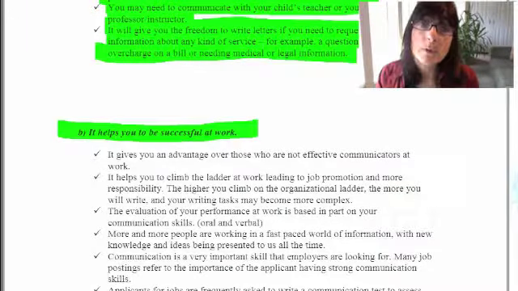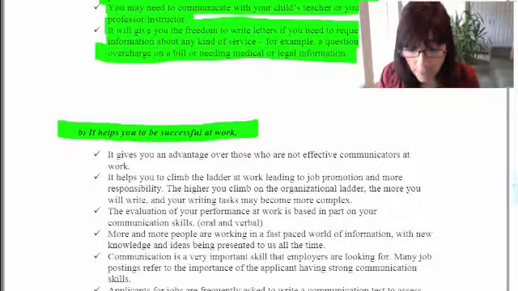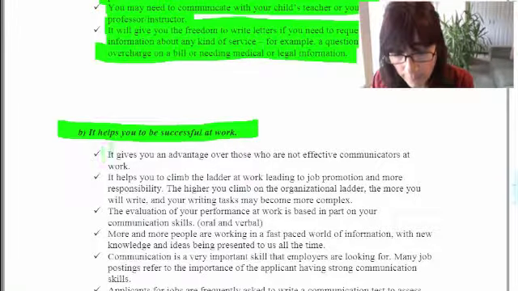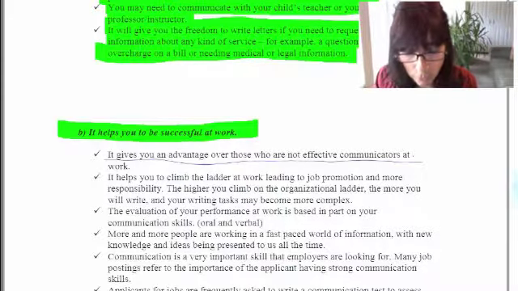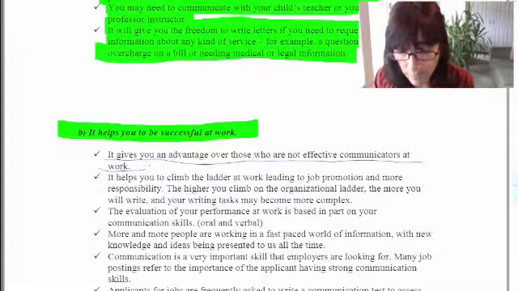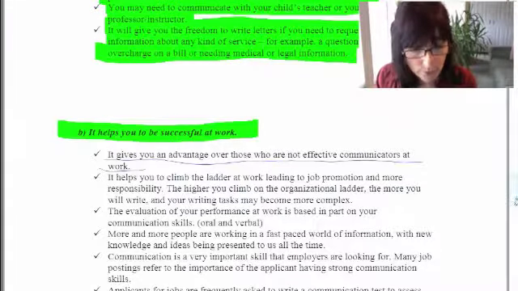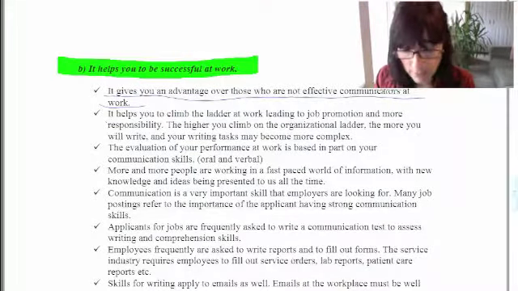Also, being able to communicate effectively will clearly help you to be successful at work. And let's look at how. First, it will give you an advantage over those who are not effective communicators at work. You will stand out to your bosses if you effectively communicate.